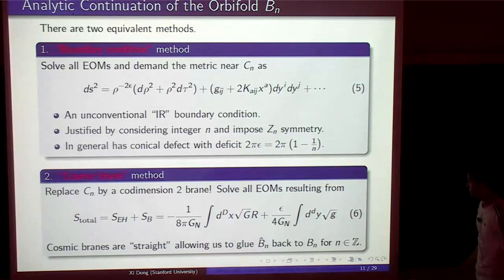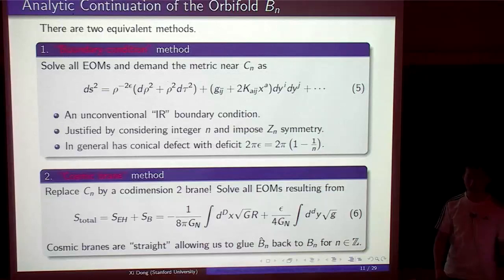Another way to think about the reason that this works is that cosmic branes are straight in a certain sense. Once they settle down on where they want to be and solve all the equations of motion, you can then take the geometry, take the cosmic brane out, make n copies, and glue them together to form a regular geometry. So at integer n, this is the way to think about how this relates to the replica trick. And then we can do this for an arbitrary n. This is very similar to how we analytically continue a function. We construct another function using another way, which is more broadly defined, and we see that it matches with the old function at the place where they overlap.